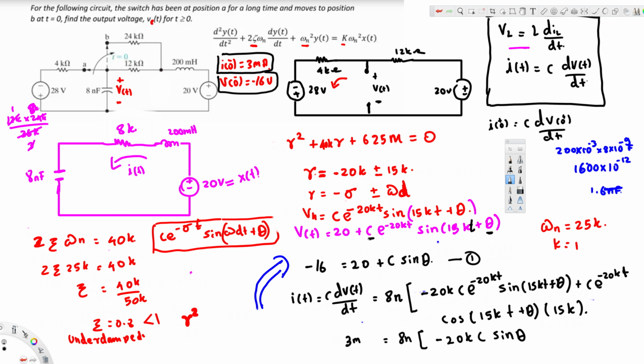And here we are going to have C e power negative 20kt. So here C remains, and e power negative 20kt is going to become e power 0. E power 0 is equal to 1, so we don't have to write that one. And here we have cos(15kt), t is going to be 0, so this 15kt will be eliminated. Then we will end up with cos theta, multiplied by 15k. So this is what we derived.